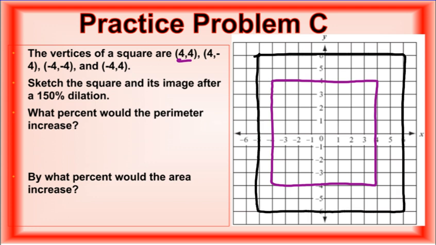And we would just do everything else the same. What percent would the perimeter increase? Well, if the original was 100 and the new one is now 150% bigger, you subtract them, and you would say it's a 50% increase. And then the area, it's a 150% increase, or 150% is the new one.